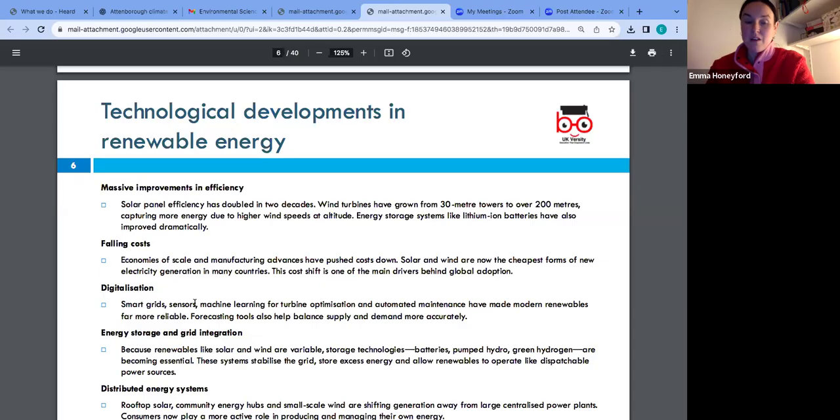Digitalisation, that's another key development. This has enabled smart grids, sensors, machine learning for turbine optimization, and automated maintenance, which has made modern renewables far more reliable. And this is all about forecasting, our ability to forecast and understand how much we actually need, and that we're using the energy generated by renewable sources in an efficient way. Forecasting tools can also help balance supply and demand more accurately.